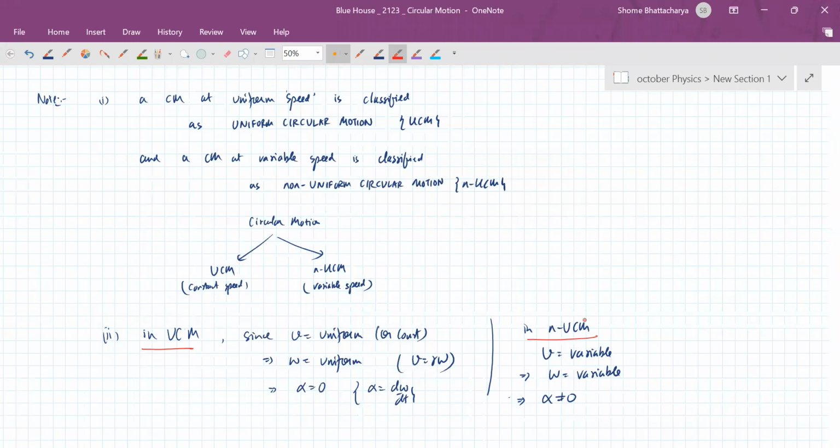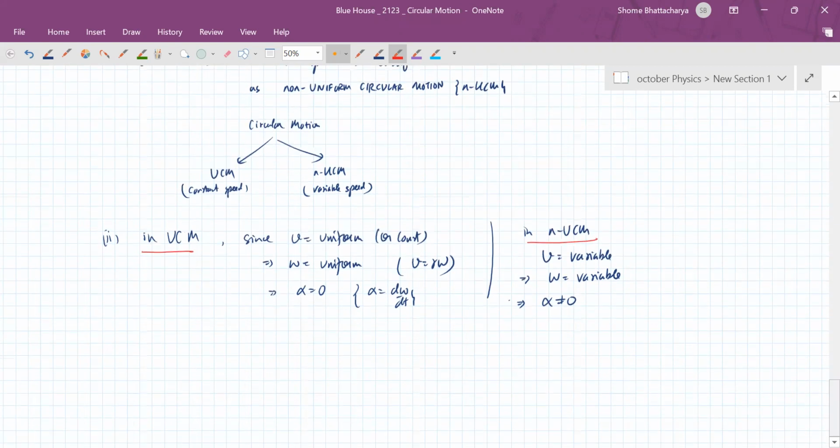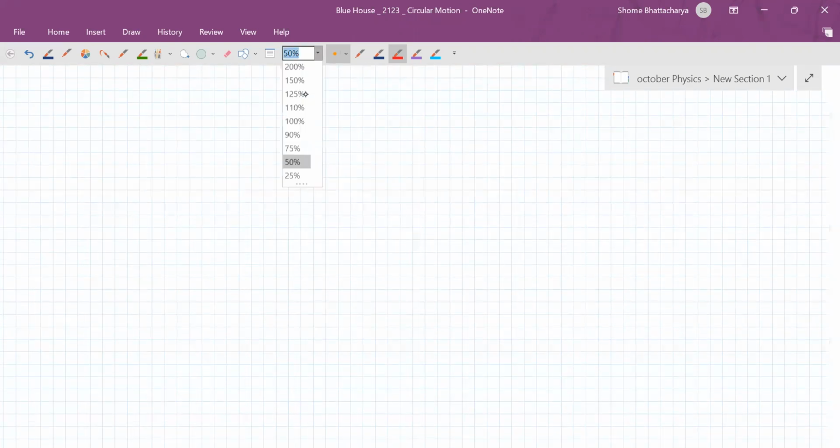In UCM, the acceleration is only centripetal. It's only pointing towards the center. There is no tangential component of acceleration. Whereas in non-uniform circular motion, we will see both the components are there because the acceleration's job is to both change the magnitude of the velocity as well as keep turning its direction. So that's why it's important to understand the classification into uniform and non-uniform before we come to acceleration in circular motion.